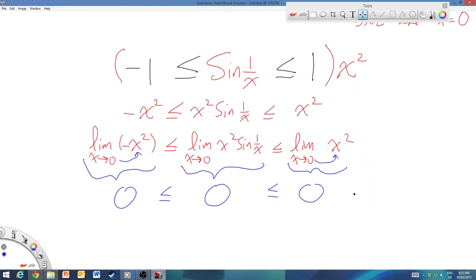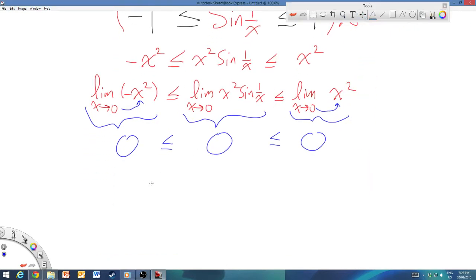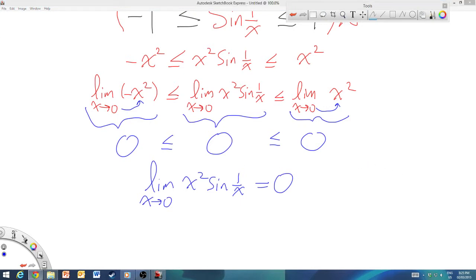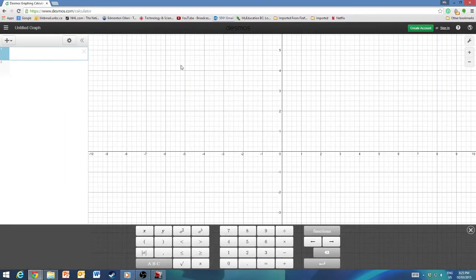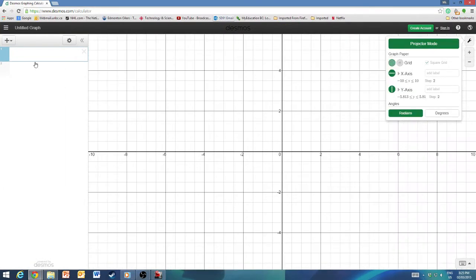Okay, so then we can say that by the squeeze theorem, the limit as x goes to 0 of x squared sine 1 over x is equal to 0 by the squeeze theorem. Okay? And we can also graph it just to show that it is actually correct. Okay, so here's Desmos, our handy dandy graphing calculator.